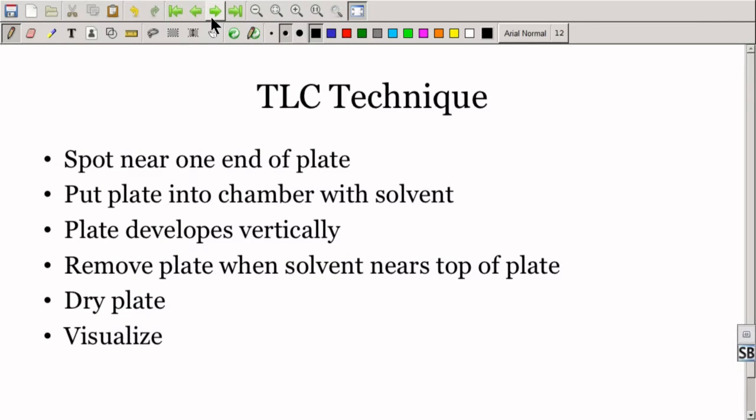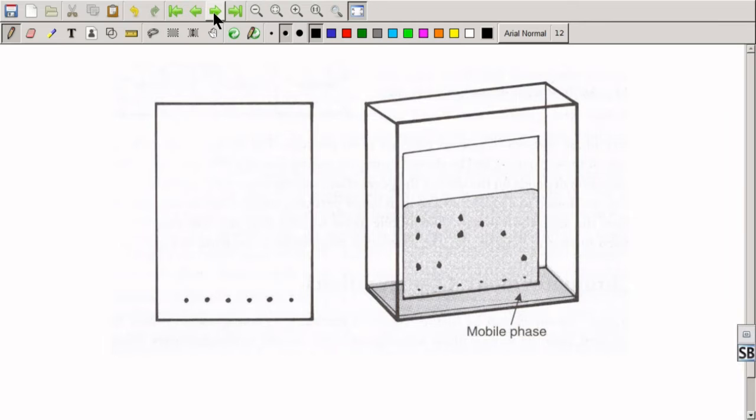Okay, so there's the basic technique. Again, if you've done this in lab, you know how to do it. You use a capillary to spot the plate. You put it into a chamber with solvent and you let it develop vertically by capillary action. Okay, and it looks something like this.